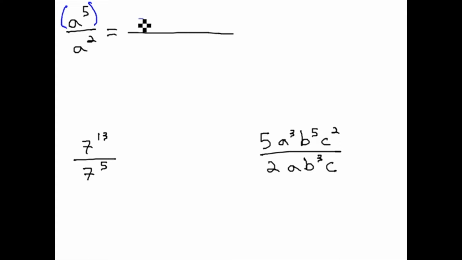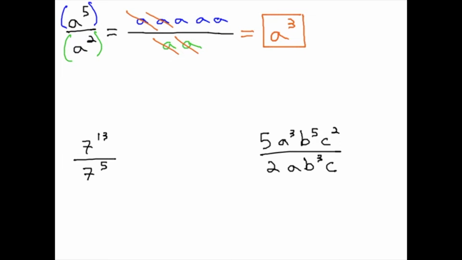A to the fifth means we have 5 a's multiplied in the numerator, while a squared says we have 2 a's multiplied in the denominator. When reducing fractions, if we have a matching factor in both the numerator and denominator, we can divide them out. Notice we divide out 2 of the a's in both top and bottom, leaving just 3 a's, or a cubed, for our final answer. Notice the a squared in the denominator told us how many a's were being divided out.